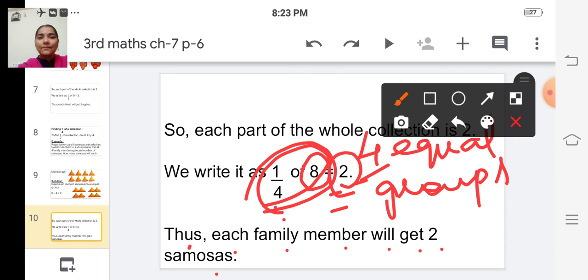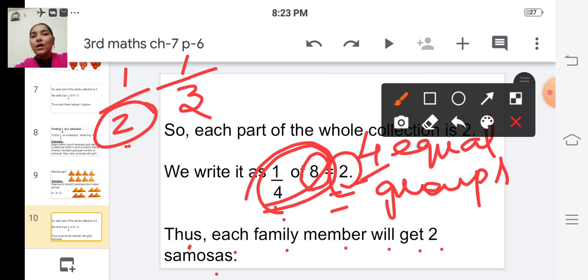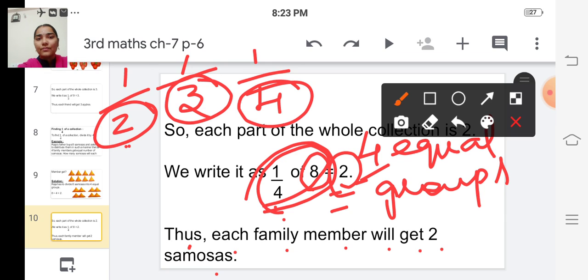Is it clear, children? Have you all understood? So, if you are going to find out half of a collection, it means you have to divide the whole by 2. Divide the collection by 2. Okay. If you are going to find out 1/3 of a collection, then divide the collection by 3. Okay. And if you are going to find out 1/4 of the collection, then divide the collection by 4. Okay. Is it clear, children?